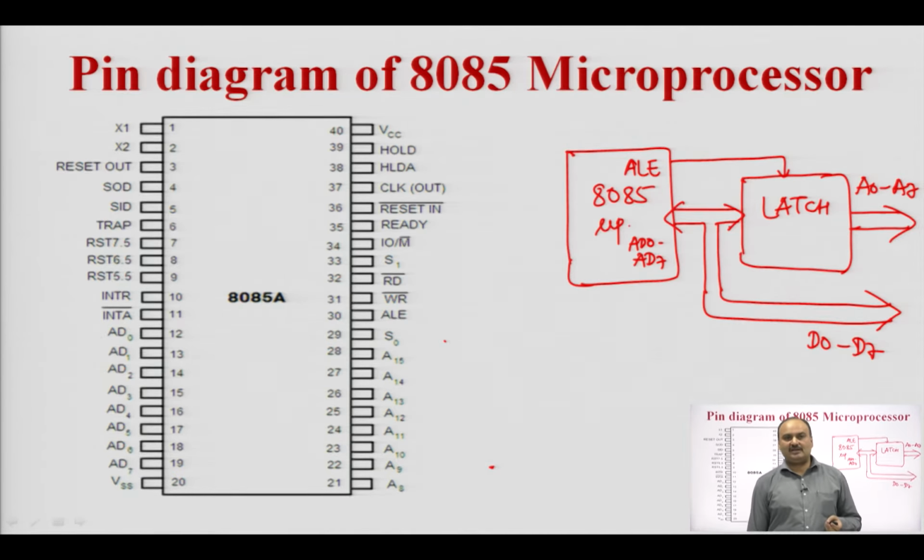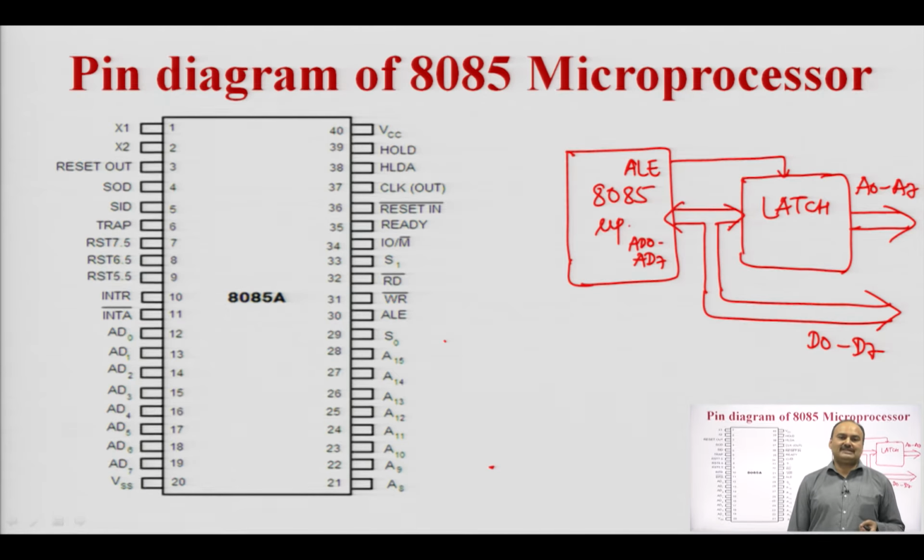To provide the clock signal, the microprocessor will generate the clock output signal. Pin number 37 is used to generate the clock output signal. This clock output signal is used by the peripheral devices connected with the microprocessor. For DMA control operation, the microprocessor uses HOLD and HLDA signals.